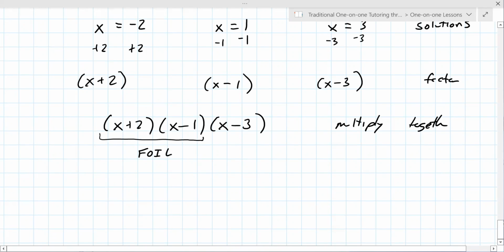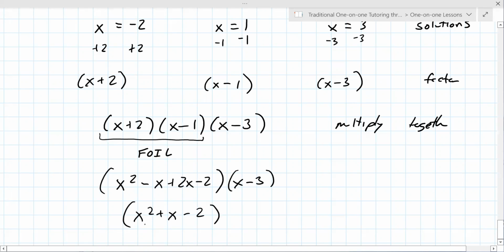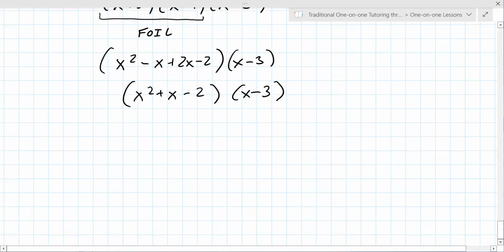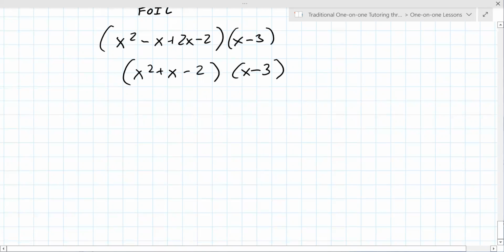So I got x squared minus x plus 2x minus 2. Right, and you've got to be able to simplify that too. It's better if you can do it as you go. So this becomes x squared plus x minus 2. Okay, now at this point, you may not know what to do, but you're just going to continue multiplying.